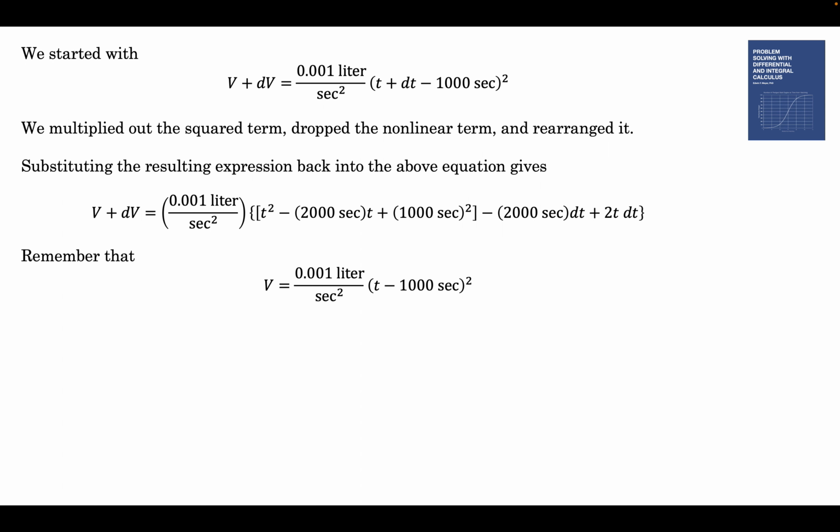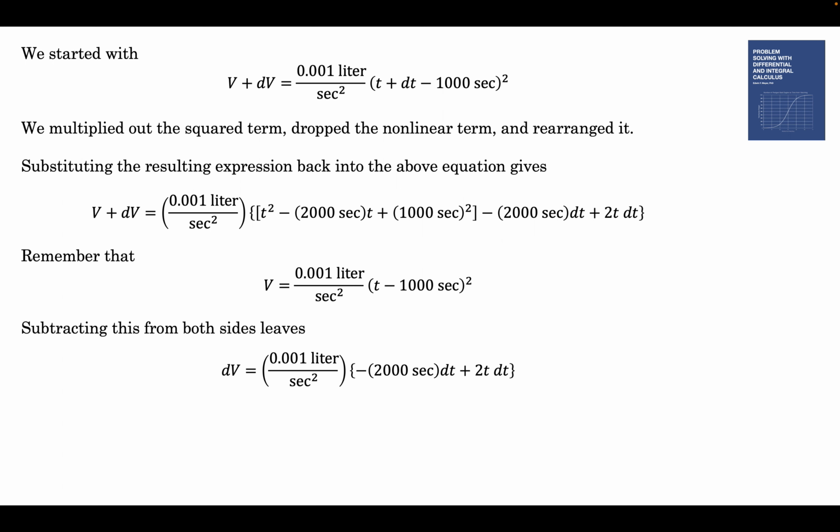Remember what v was? It's that. So if we square out the t minus 1,000 seconds, we get t squared minus 2 times 1,000 times t. That's this. And then we have the last term, the last squared, 1,000 seconds squared. So this is v. And there's a v right there. We can subtract v from both sides. And we get dv, an expression for dv. It's 1,000th of a liter per second squared times these 2 terms right here.